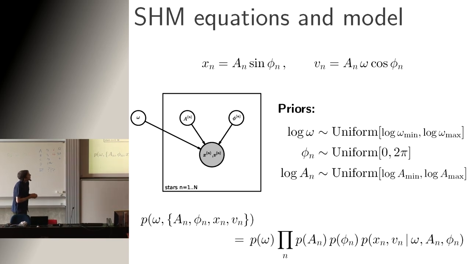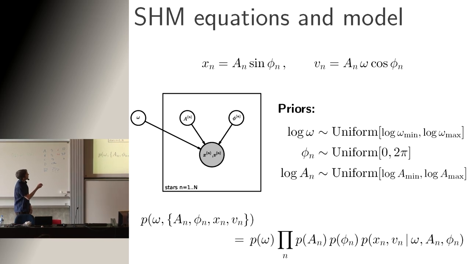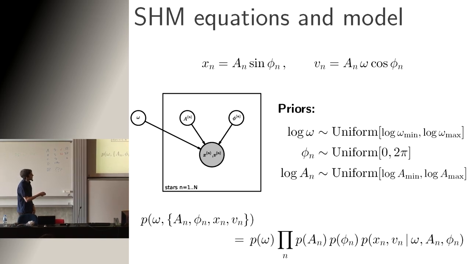Okay. So at this stage, I've specified everything. I've put priors on all the things I don't know. We've written down the physical process of how these things are generated. And this distribution here is a couple of delta functions saying that x must be equal to that and v must be equal to that.